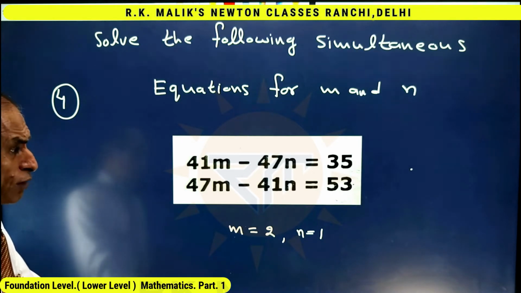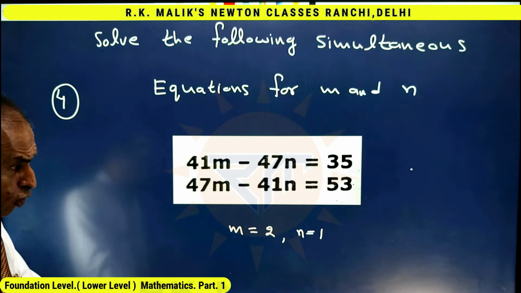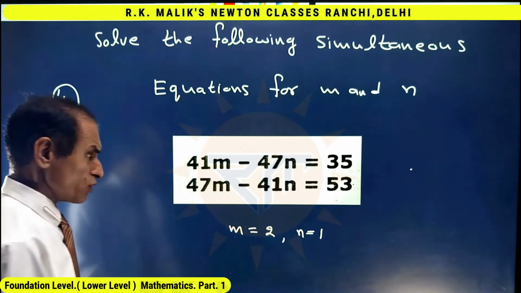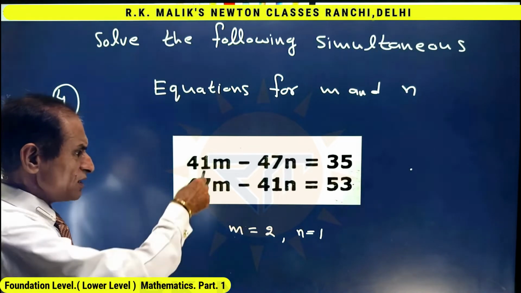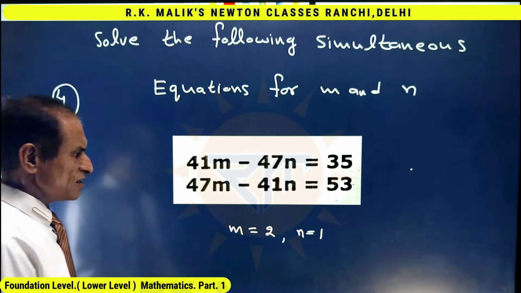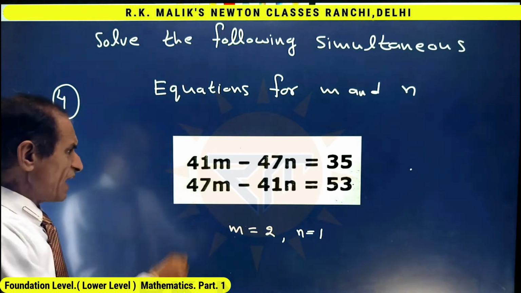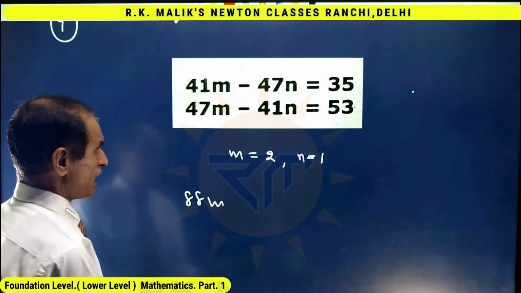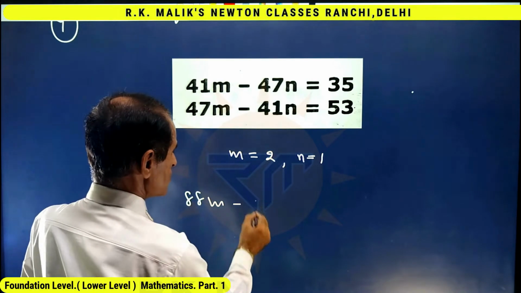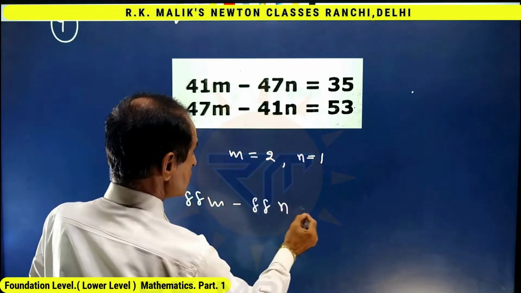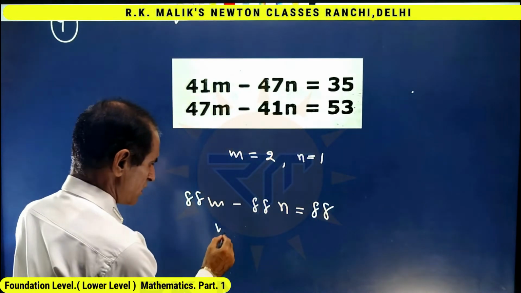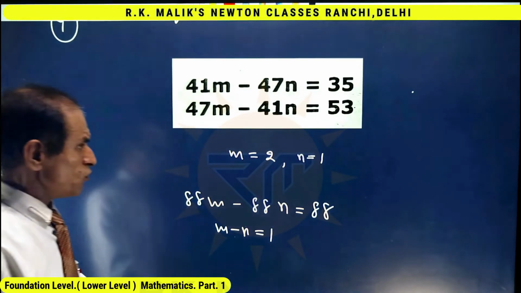and n. That is, you have to find the value of m and n. The normal way of solving it will be too lengthy. But note the numbers. Here it is 41, 47 and here it is 47, 41. To proceed further, first I add these two equations and then I subtract these equations. If I add these equations, I will get 88 times m minus 88 times n is equal to 88, that is m minus n is equal to 1.